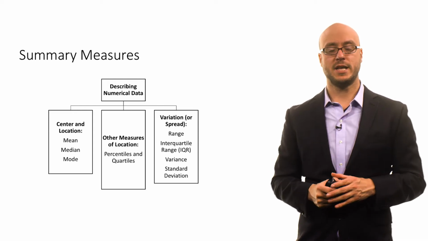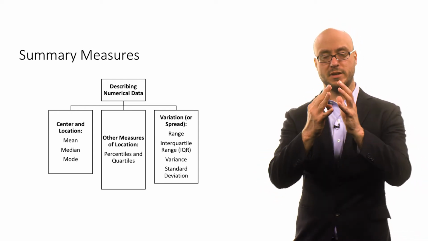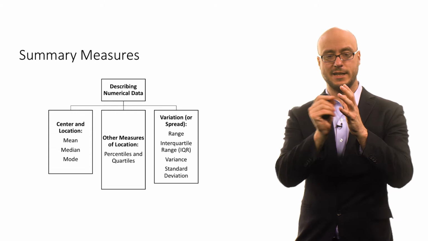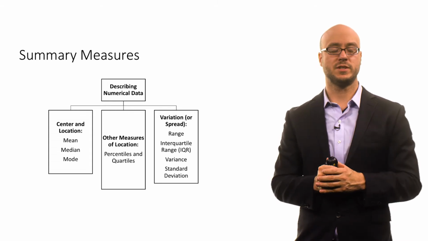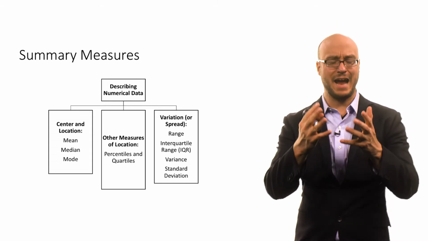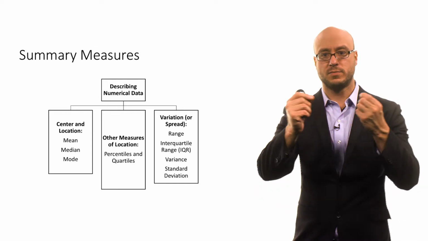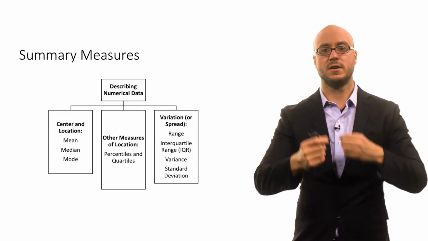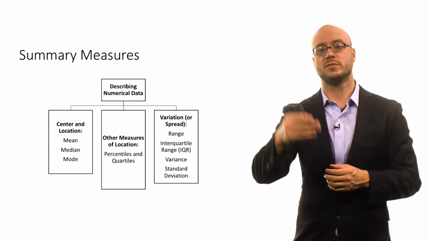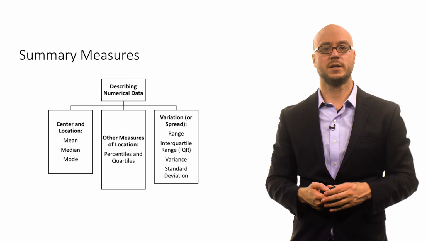The key point here is that we really have some measure of central tendency. Where's the kind of center of the distribution of some numerical variable? What's the average or what's the typical response? Then we might also have some spread. How far spread out are these different observations? And then we also have other measures of location, such as percentiles and quartiles.